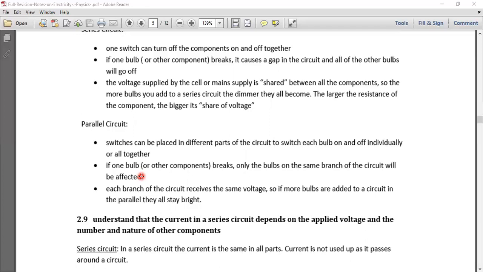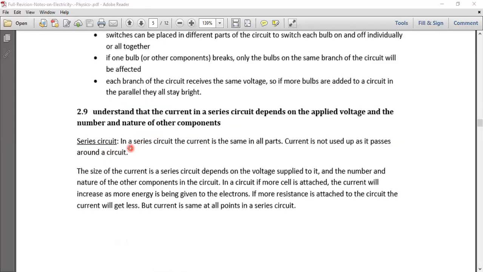If you are using an 8-volt battery, all the components will receive 8 volt. The voltage will not be shared, but the current will. If we use 8 ampere current and you have 4 components, every component will receive 2 ampere current. That is, in a parallel circuit, current is divided equally, and in a series circuit, voltage is shared equally. You must keep that in mind.